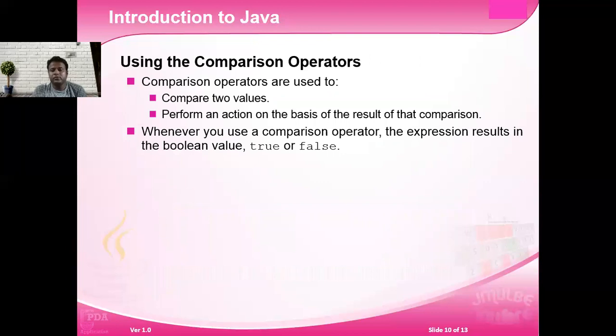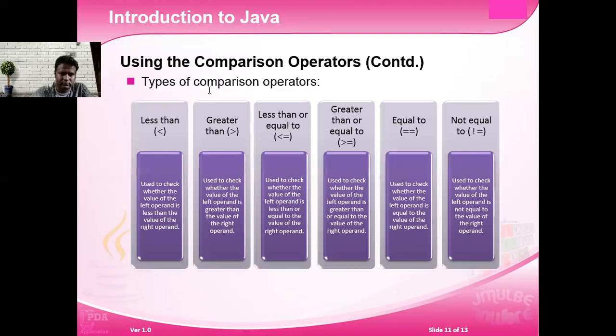Then we come to the comparison operators. Comparison operators are used to compare two values and perform an action on the basis of the result of the comparison. When you compare values, you get a result of true or false, so it gives you a boolean value. What are the comparison operators we use? One is equals to and another is double equals to. What is the difference? When you write a equals 5, that means you are storing 5 in a.